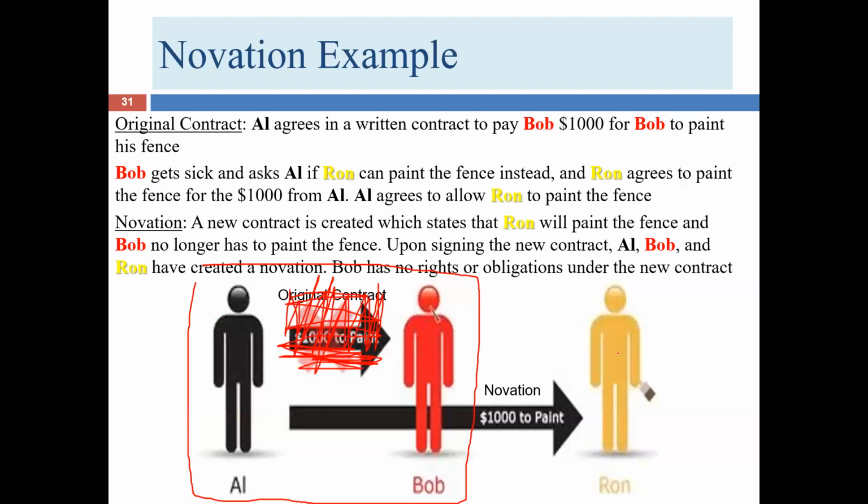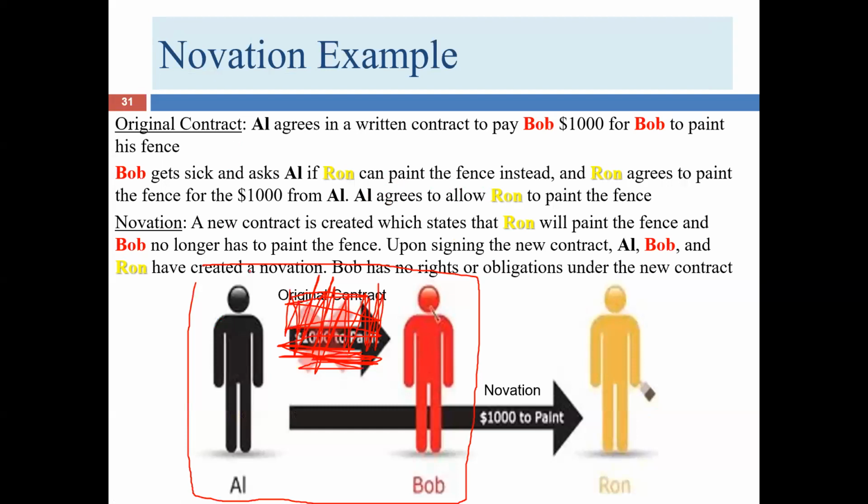I mean, if Ron doesn't want to paint Al's fence, Bob and Al can't make Ron paint the fence. So all three of the people have to agree to this. And by the way, in this story, we're going to say that Ron's name is White. He's going to paint the fence white and his last name is White, just so we can keep things straight. I realize he's yellow here, but we're going to pretend that his surname is White so we can keep things straight. So Ron White is painting the fence as part of the novation.